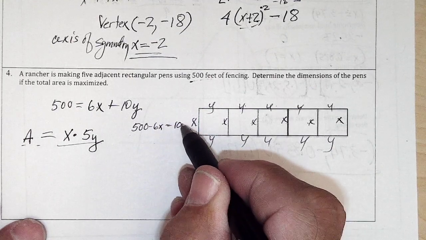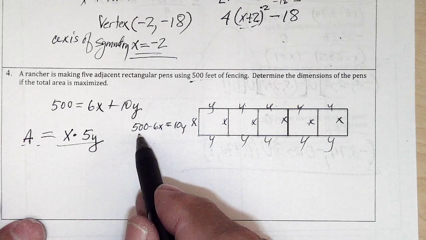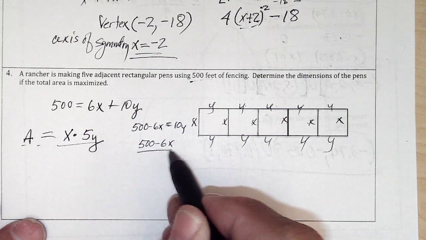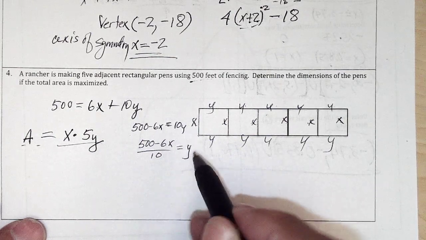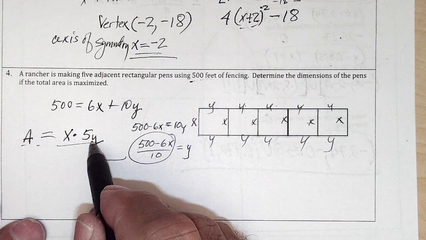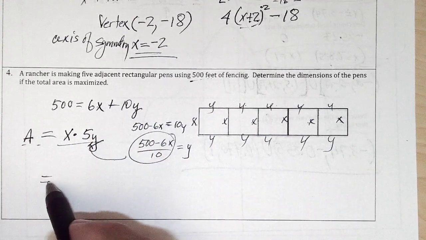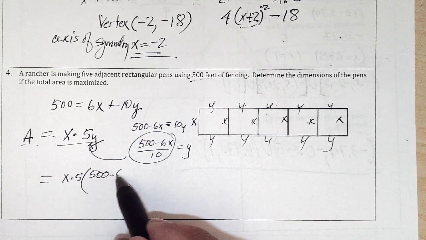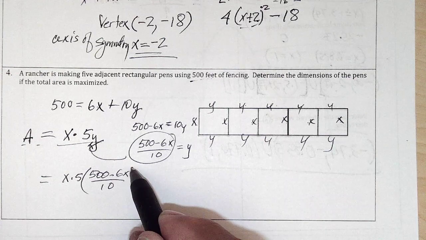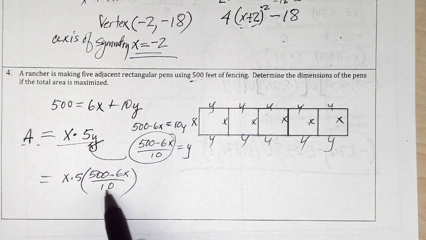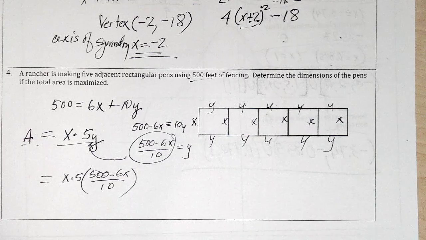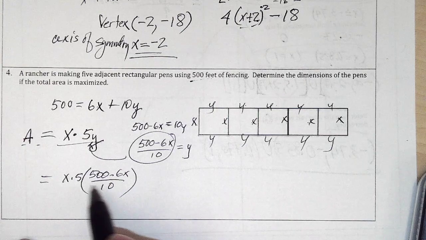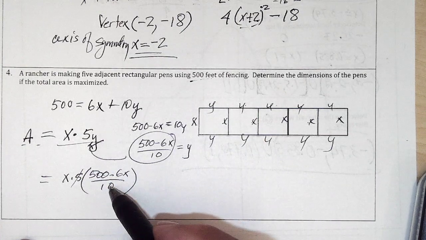Is 10y. And I can divide both sides by 10 and get (500 minus 6x) divided by 10 is y, and I can use this for y. So my area is x times 5 times (500 minus 6x) over 10. And I can reduce the 5 with this and put a 2, or I can just type it in like this, or I could multiply this out. I will do the reduction here just so you can see this.